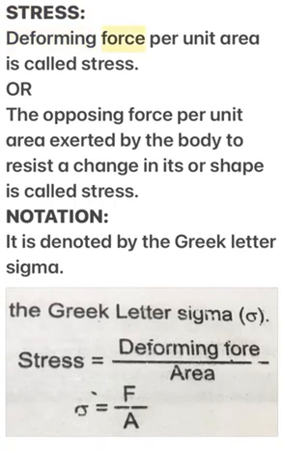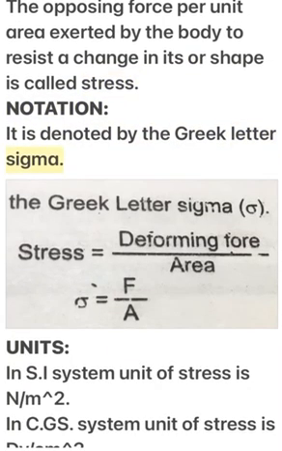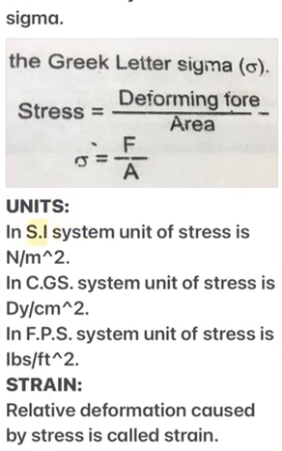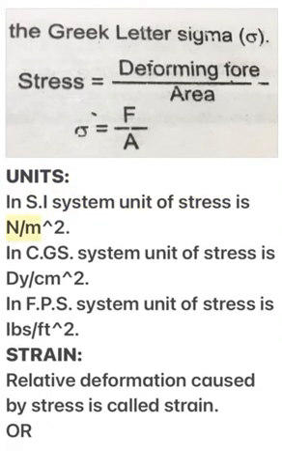Stress. Deforming force per unit area is called stress, or the opposing force per unit area exerted by the body to resist a change in its size or shape is called stress. Notation: it is denoted by the Greek letter sigma. Units: in the SI system, the unit of stress is N/m². In the CGS system, the unit of stress is dyne/cm². In the FPS system, the unit of stress is lb/ft².